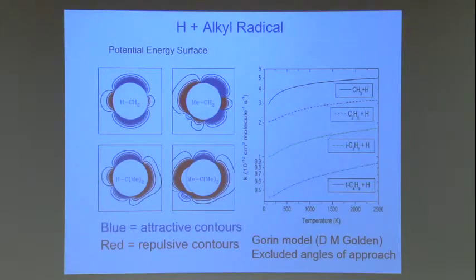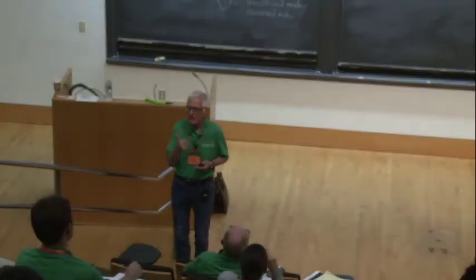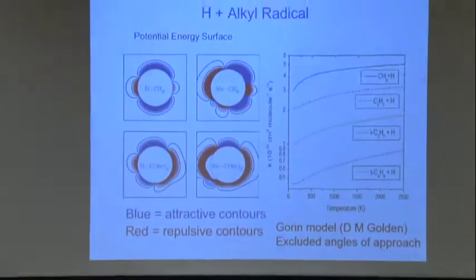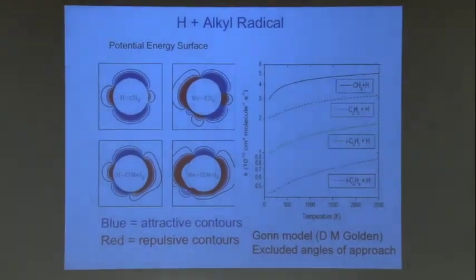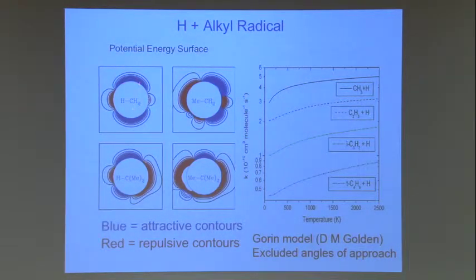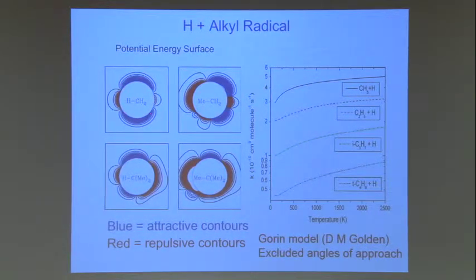H plus alkyl radicals. Let's have a look at other alkyl radicals. We looked at H plus CH3. And what this shows is the potential energy surface for the reaction. So this is H coming into CH3. And you can see that, so red contours, these are energy contours. Red contours are high energy. Blue contours are low energy.